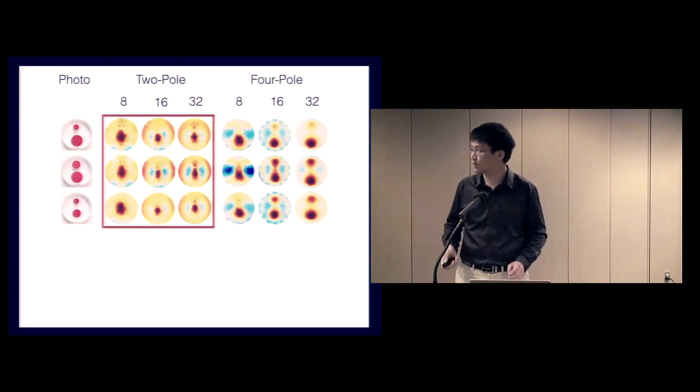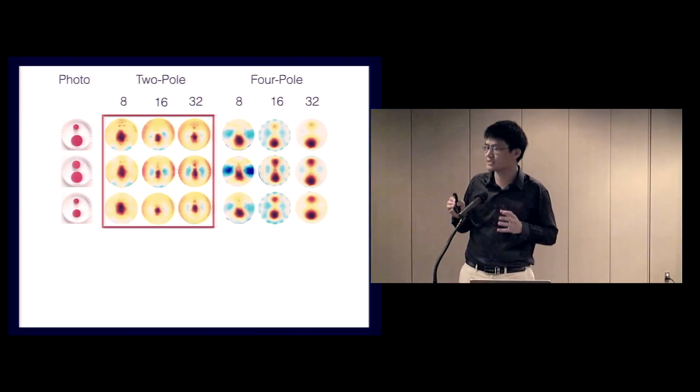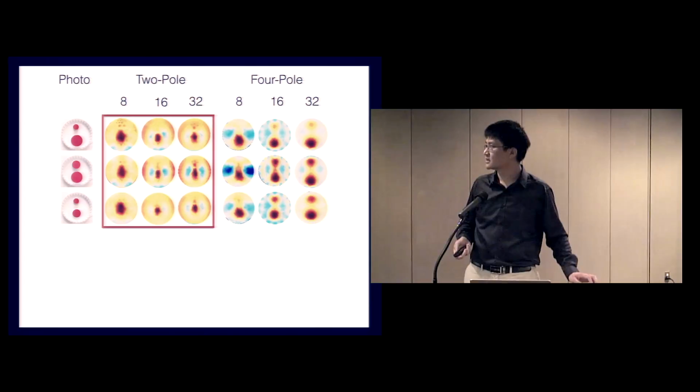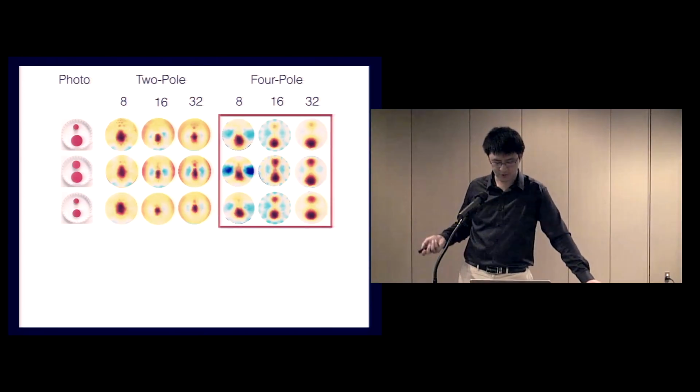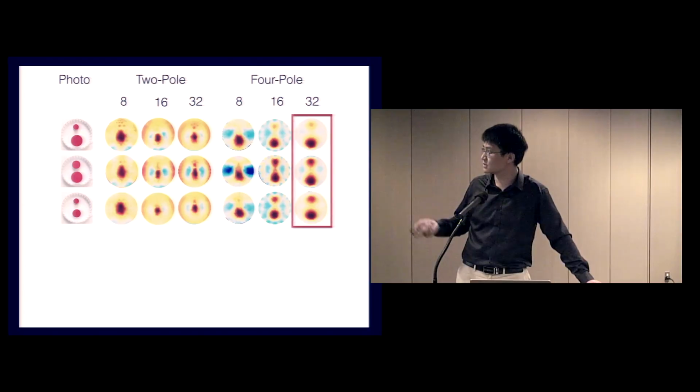You can see at 2-pole, we barely even separate the objects, let alone actually tell that they're different sizes. But for 4-pole sensing, you can clearly separate those objects, and at 32 electrodes, you can even tell that they're different sizes very, very clearly in the output.